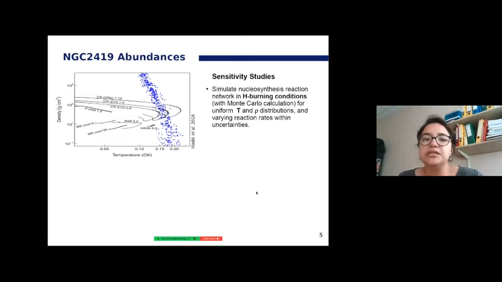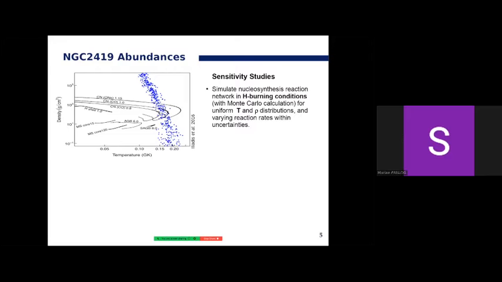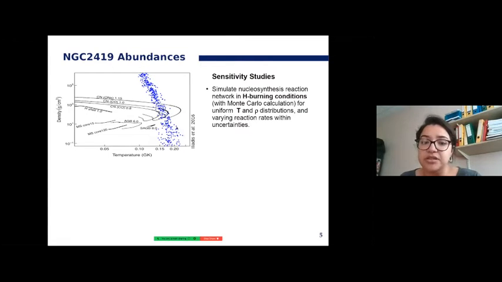So the abundances observed in this globular cluster, NGC 2419, have been reproduced with a simulated nucleosynthesis network for hydrogen burning. Temperature and density were sampled with a uniform probability profile, and the nominal values were considered for the reaction rates. So here in this figure, each blue dot represents a density and temperature condition for which the observed abundances are reproduced. The black tracks represent the conditions for which different stellar sites undergo hydrogen burning phases, such as classical novae or massive stars, for example.